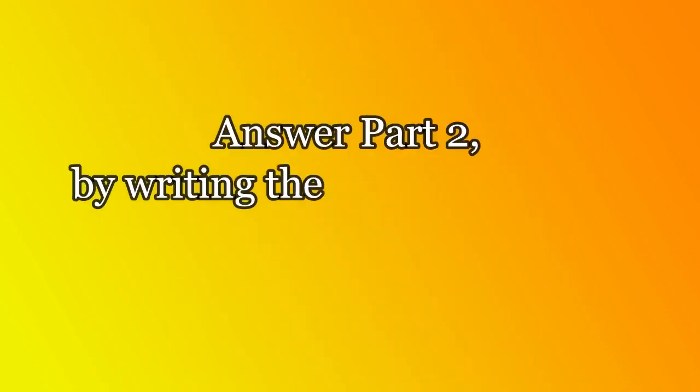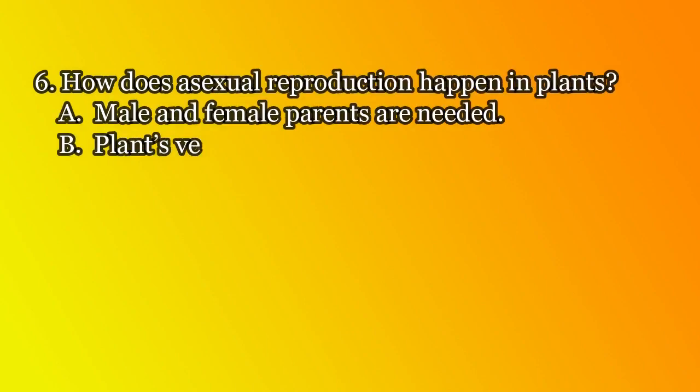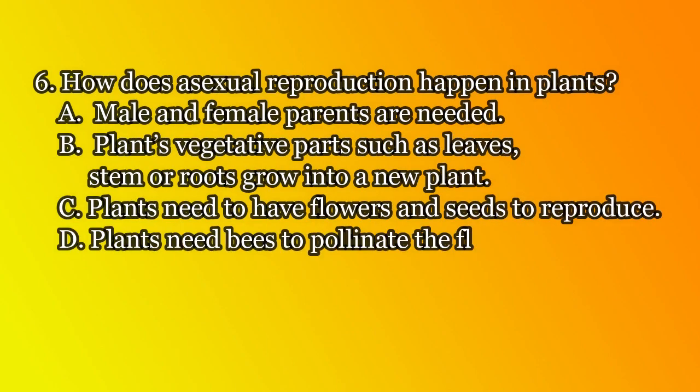To further assess today's learning, answer part 2 by writing the chosen letter on your LAS. Number 6. Which statement best explains how asexual reproduction happens in plants? Letter A. Male and female parents are needed. Letter B. Plants' vegetative parts such as leaves, stems, or roots grow into a new plant. Letter C. Plants need to have flowers and seeds to reproduce. And letter D. Plants need bees to pollinate the flowers.